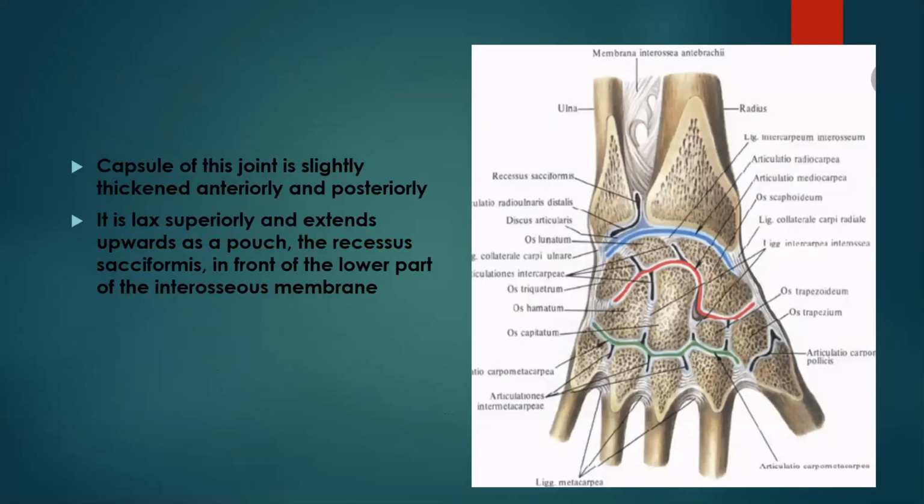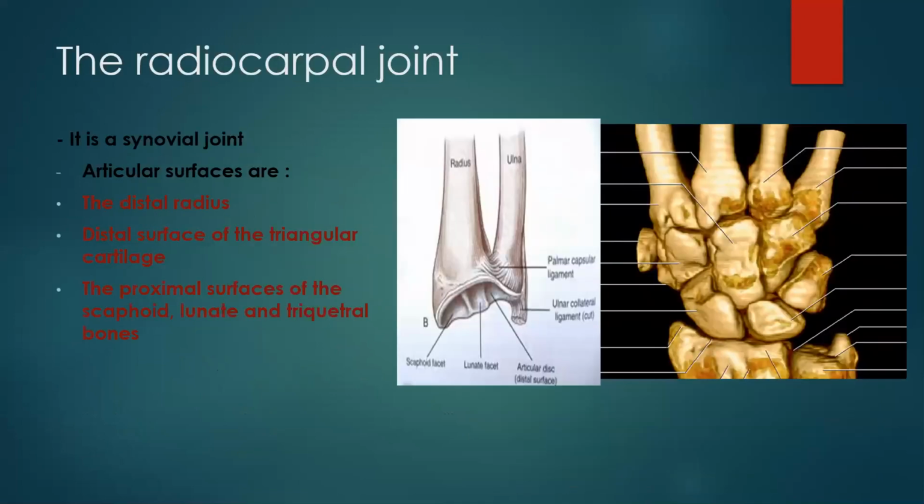The capsule of this joint is slightly thickened anteriorly and posteriorly. It is lax superiorly and extends upward as a pouch, the recessus sacciformis, in front of the lower part of the interosseous membrane. The radiocarpal joint.